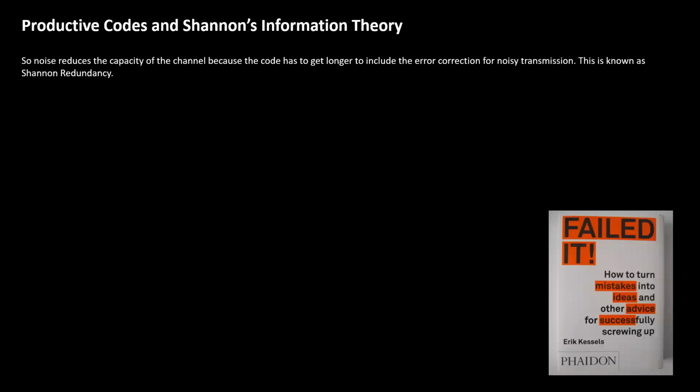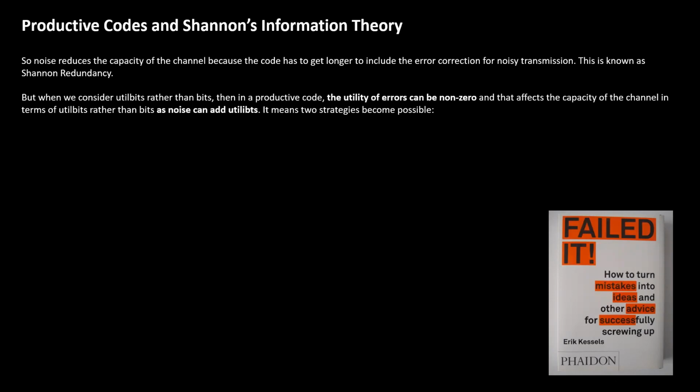So we know that noise reduces the capacity of the channel because you need to send more information to correct for the noise. And this is known as Shannon redundancy. But if we now consider util bits rather than bits, then in a productive code, the utility of errors can be non-zero, right? Because a different message than the one you sent might still be useful. And that affects the capacity of the channel in terms of util bits rather than bits. That's because noise can actually add util bits rather than you losing bits.